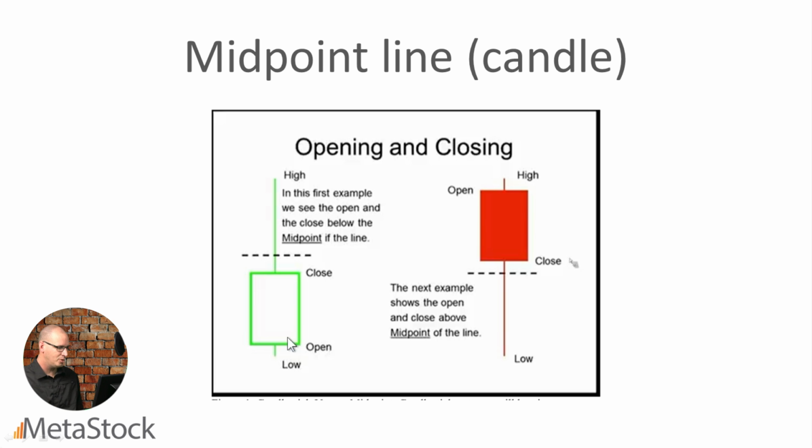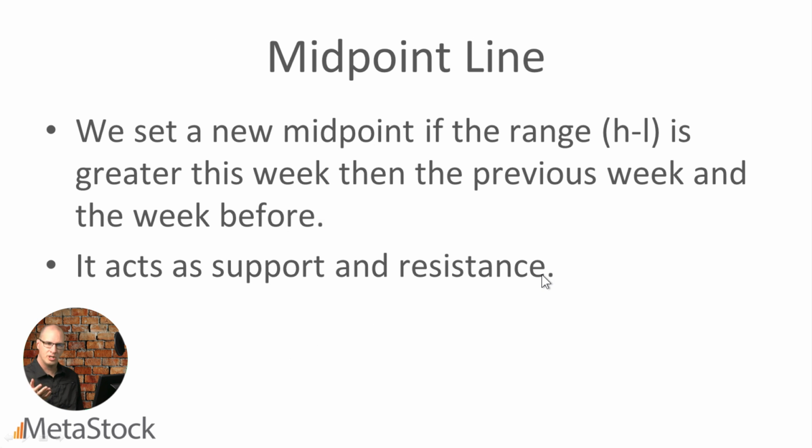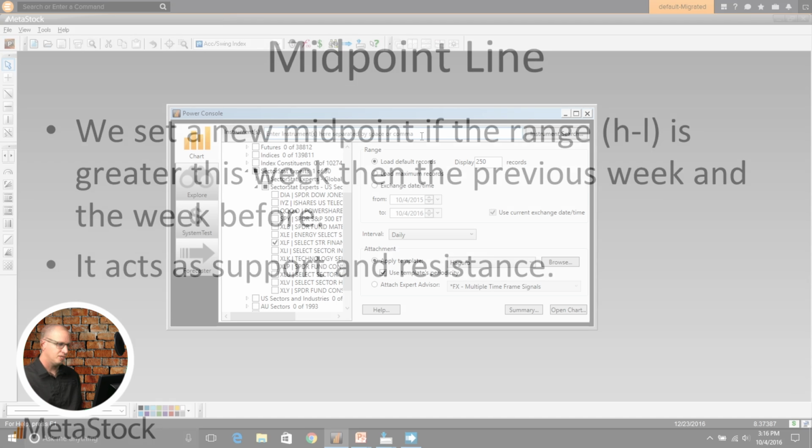So if we look at these two candles, we have high minus low, and we have a midpoint. And that's our definition of a midpoint line. Okay, so on the opposite side, we have a high minus low, and we have our midpoint line. So that's an important concept. Again, we set our midpoint, and then that is drawn on the chart.